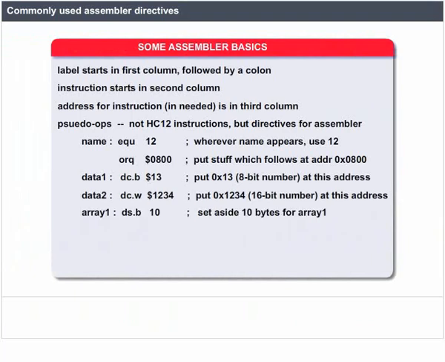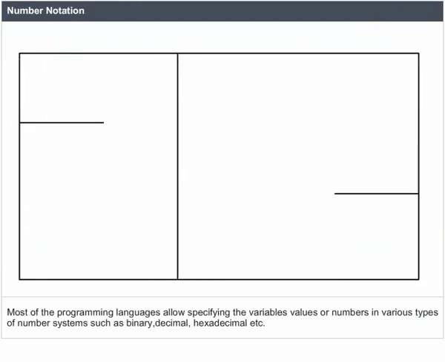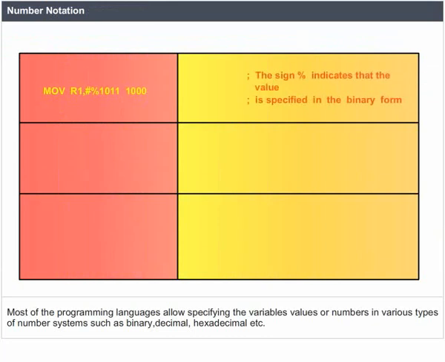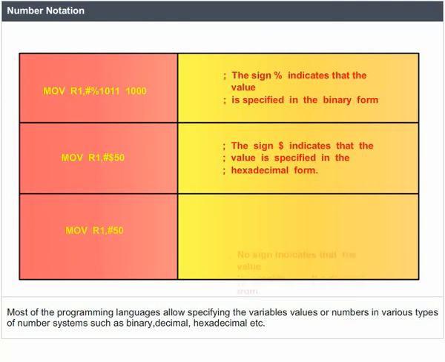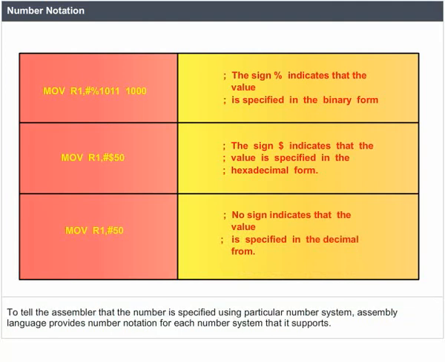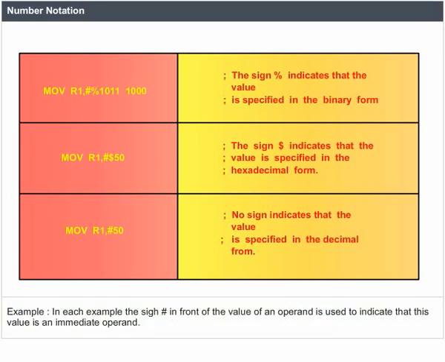Commonly used assembler directives. Number notation. Most of the programming languages allow specifying the variables' values or numbers in various types of number systems such as binary, decimal, hexadecimal, etc. To tell the assembler that the number is specified using a particular number system, assembly language provides number notation for each number system that it supports. Example. In each example, the hash sign in front of the value of an operand is used to indicate that this value is an immediate operand.